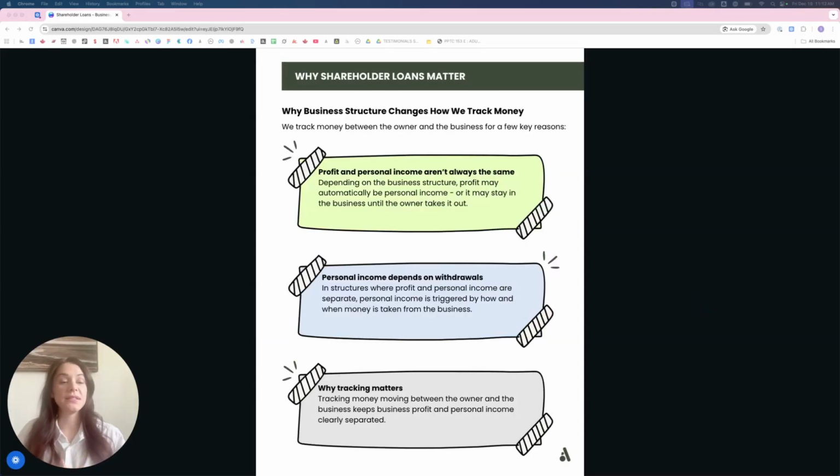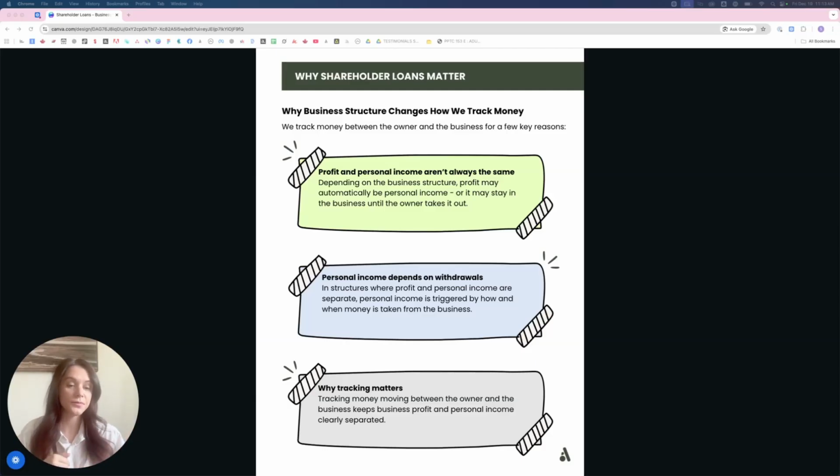Now, here's where the business structure starts to matter. In some businesses, like a sole proprietorship, the business and the owner are treated as the same thing for tax purposes. The business earns profit, and that business profit is automatically considered personal income to the owner, whether or not they take the money out. They're one entity. In those cases, tracking money moving back and forth between the business and the business owner is still really useful from a bookkeeping perspective, but it's less critical because profit and personal earnings are already treated as the same thing.